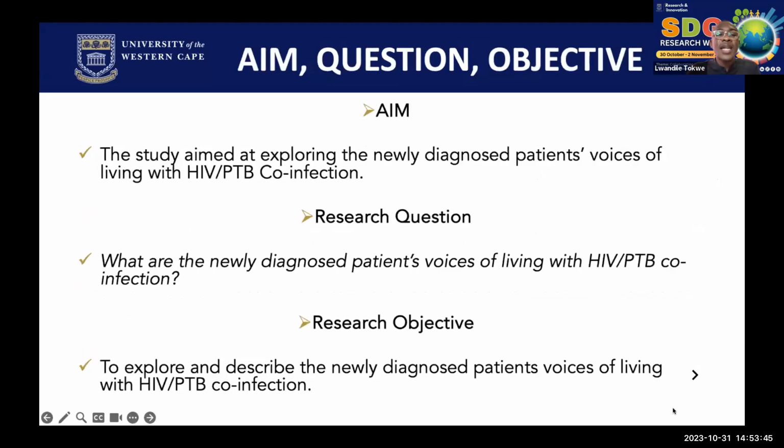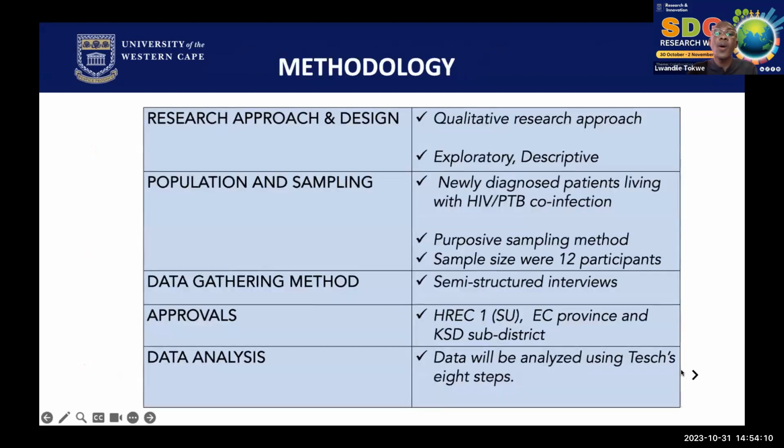So as I've mentioned, the study aimed at exploring the newly diagnosed patients' voices of living with HIV and pulmonary TB co-infection. My research question was, what are the newly diagnosed patients' voices of living with HIV and pulmonary TB co-infection? And my objective was to explore and describe the newly diagnosed patients' voices of living with HIV and pulmonary TB co-infection. To achieve this objective, a qualitative research approach was employed, and an exploratory descriptive design was used to explore these newly diagnosed patients' voices.